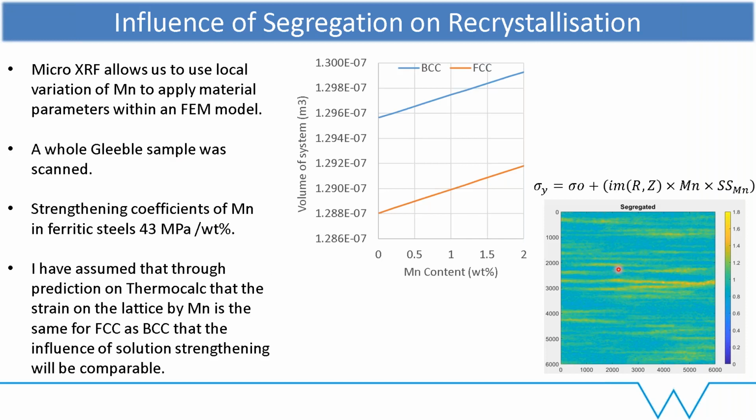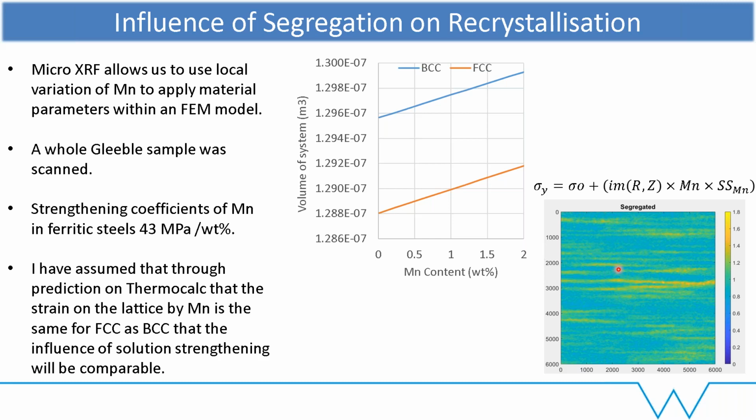To do that, we want to do some simulations. So we've got the XRF trace. We can do that on fairly large samples, so we can actually do it on a full Gleeble sample. We can section a Gleeble sample in half and get the full map. And then we want to apply the strengthening coefficient.